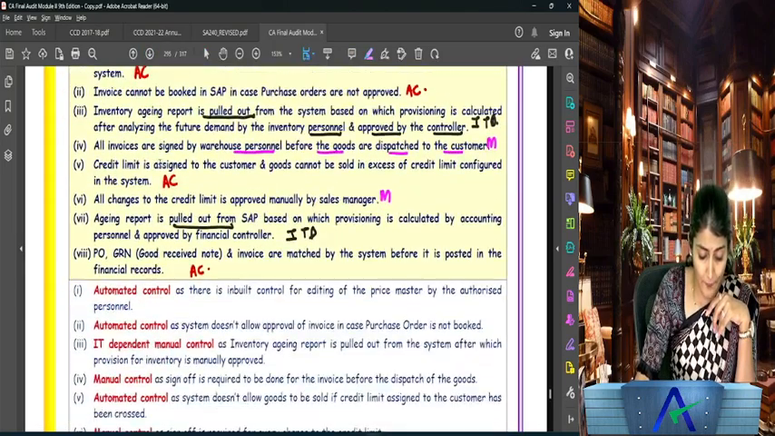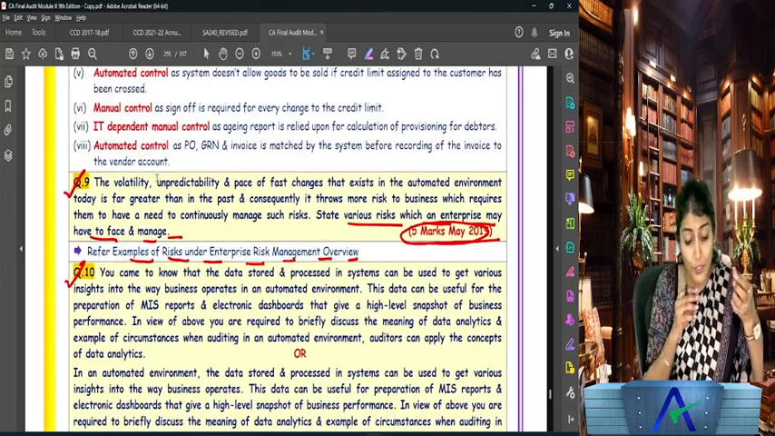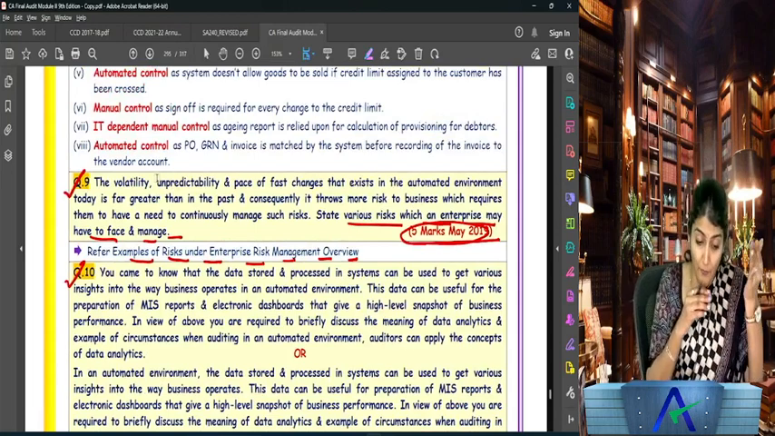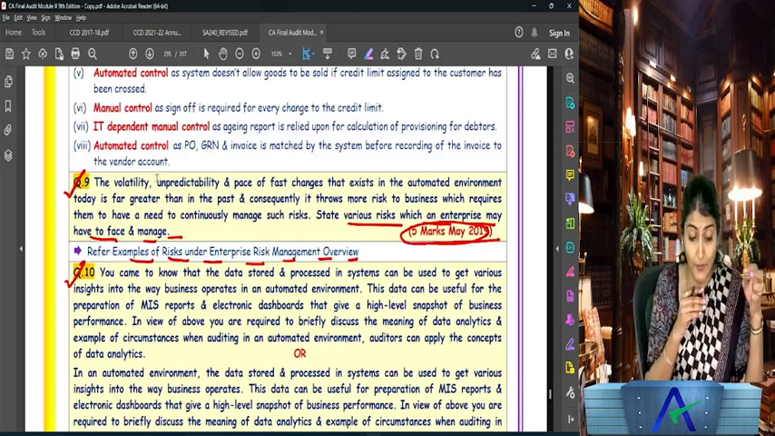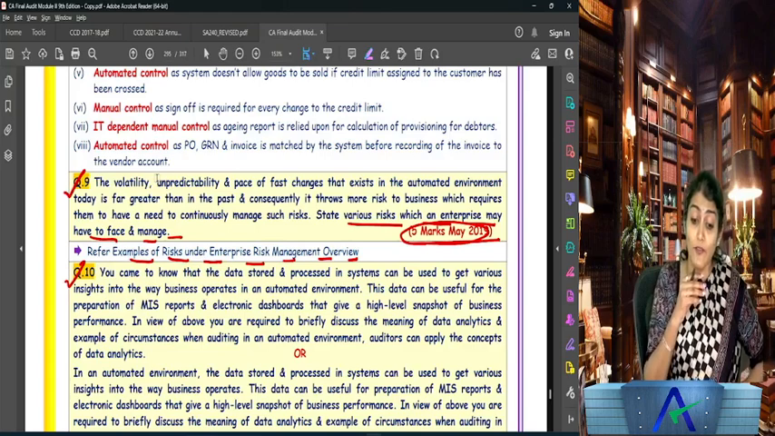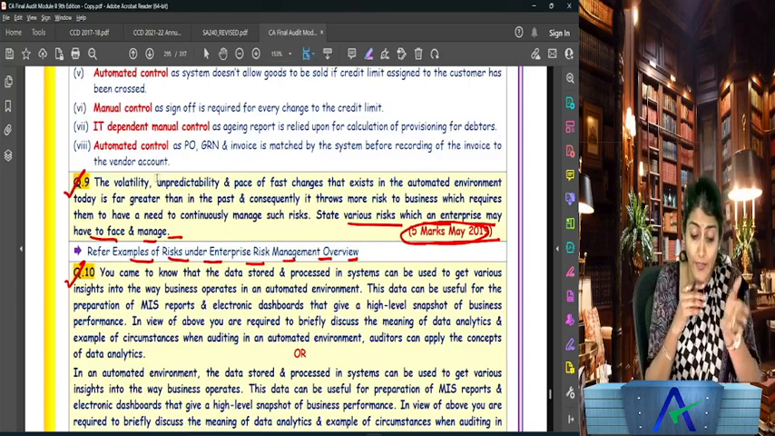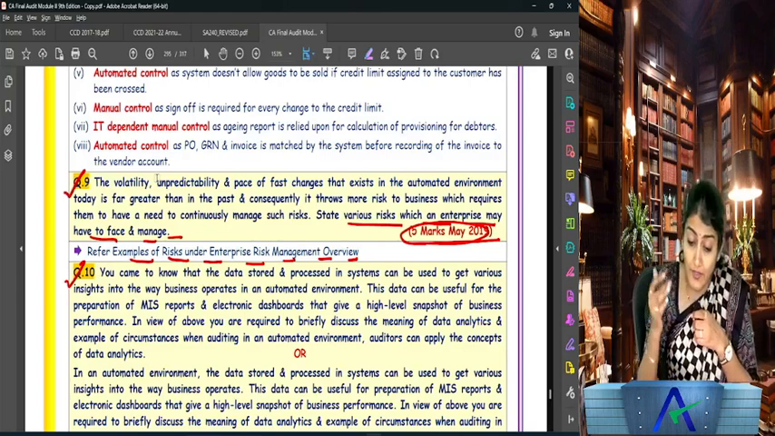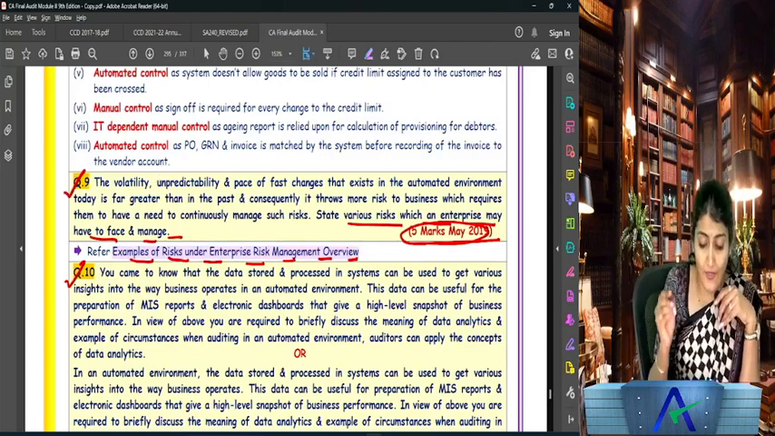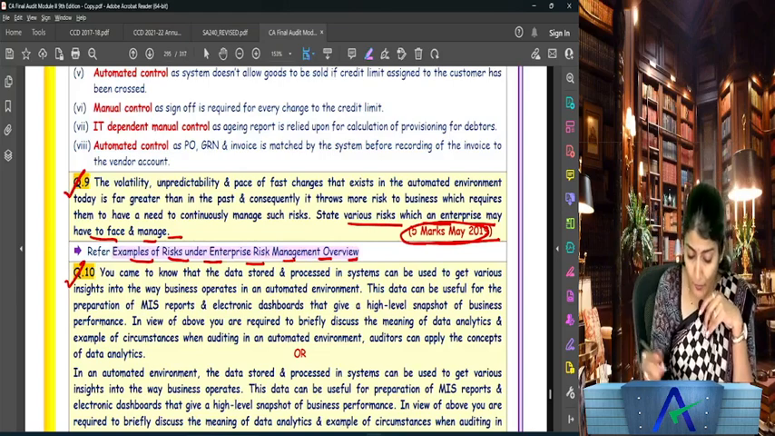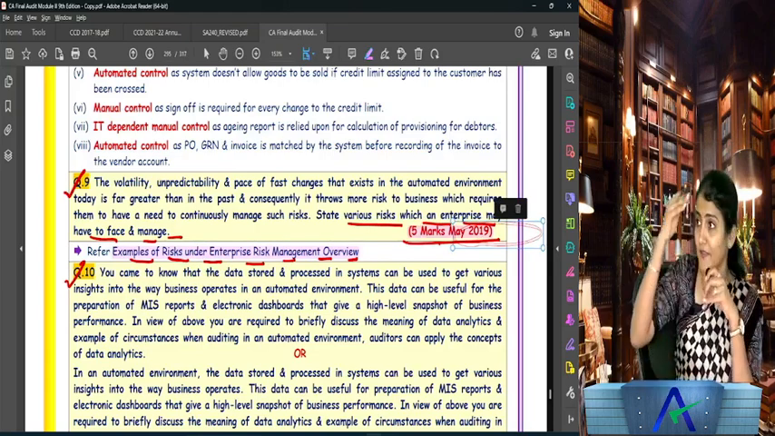Then if you look at the question bank, what does it say? Actually the answer is smaller than the question. The volatility, the unpredictability, and the pace of fast changes that exist in the automated environment today is far greater than in the past, and consequently it throws more risk to the business, which requires them to continuously manage such risk. State various risks which an enterprise may have to face and manage. So the examples of risk under the enterprise risk management overview have been asked for 5 marks in the exams. The size of the answer is smaller than the size of the question.